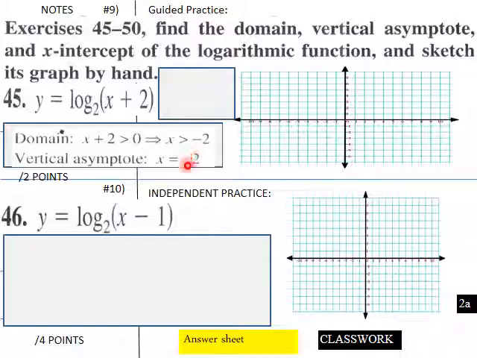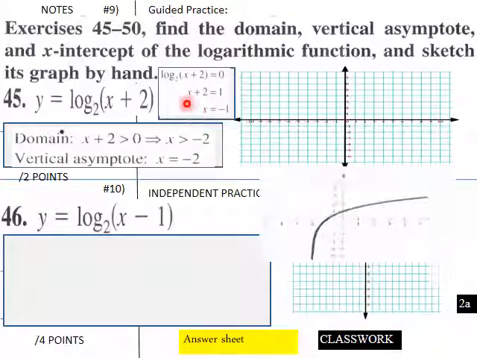And then a vertical asymptote for this case here, well, x will equal negative 2. That would be our vertical asymptote here. So when we solve for our y in this situation, log base 2 of x plus 2 equals 0. We'll just take a log, log base 2 of 1 would be 0. So x plus 2 would equal 1, and then x would equal negative 1.